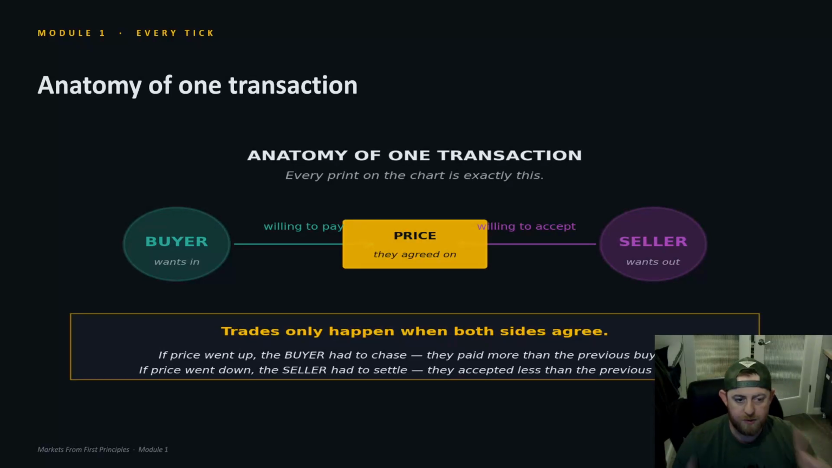This can only happen when two sides agree. It also means that somebody has to be the aggressor. Always somebody has to be the aggressor. Otherwise, we have a flat line. Somebody has to cross that spread of that one tick for something to happen. It has to happen that way.